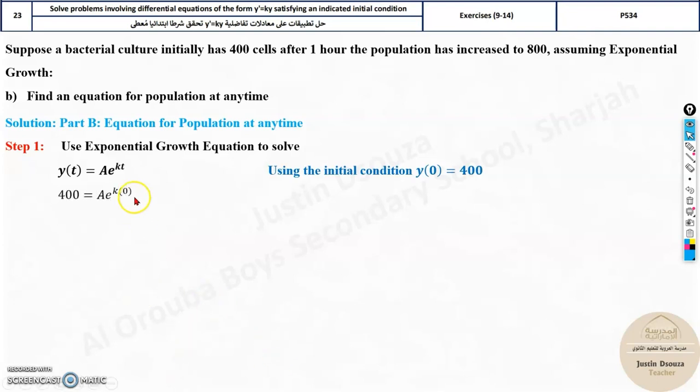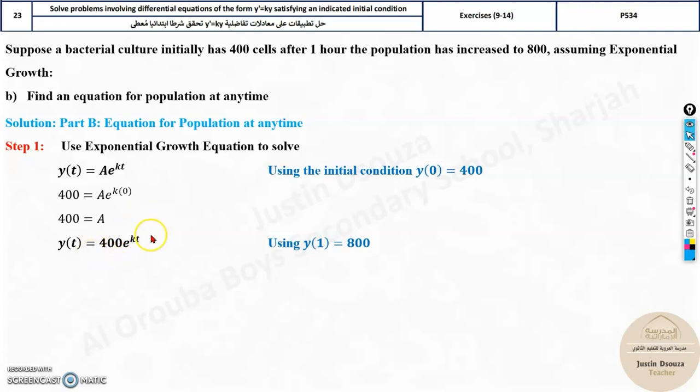Now what do we know? We know that initially at 0th time it is 400 cells. So substitute and let's find the a value. Just double checking: 400 equals a e to the power k into 0. What is anything to the power 0? It's 1. So this is gone, 1. So a value is 400. So we can write a as 400. That means y of t equals 400 e power kt.